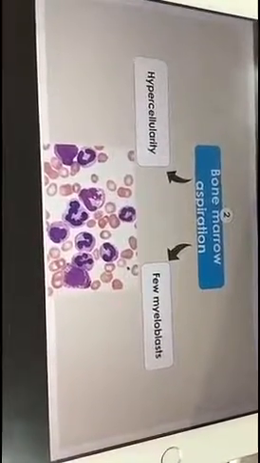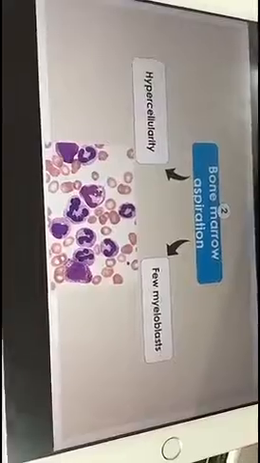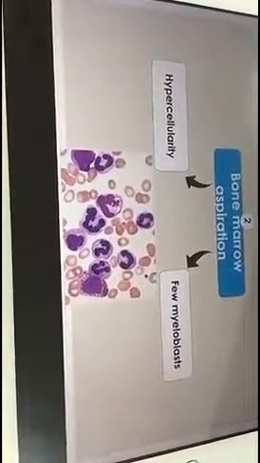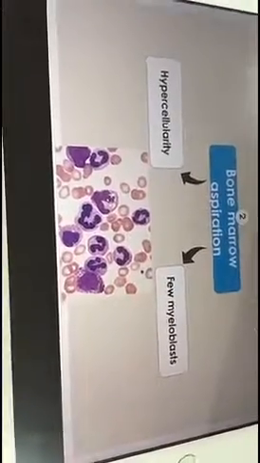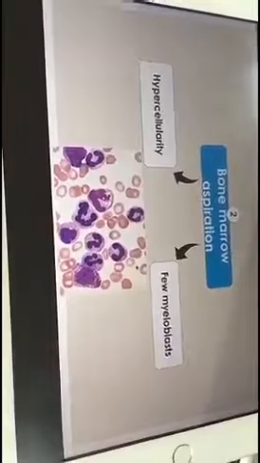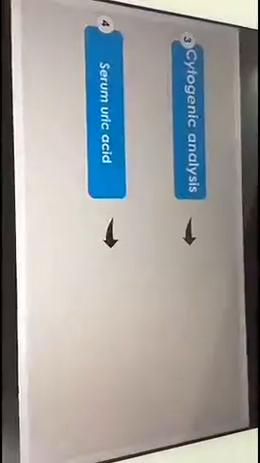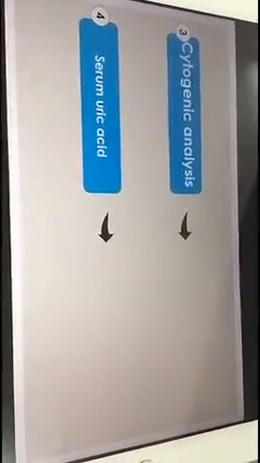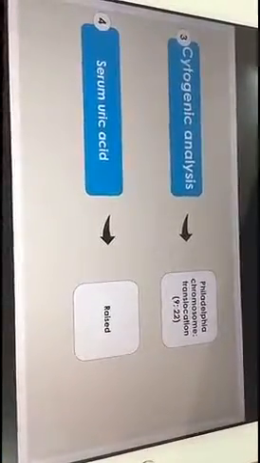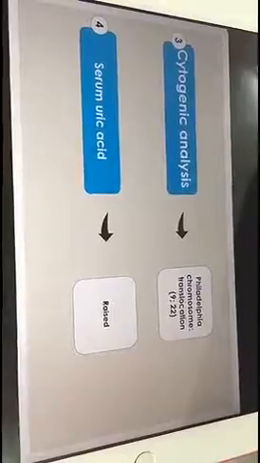It will be very hypercellular، كل السيلز موجودة، الإيزينوفيل والبيزوفيل والنيتروفيل monocytes. المايلوبلاستس are very low in number، لكن لو شفناها كثيرة هذا يدل إن إحنا عندنا blast crisis. Cytogenic analysis is very important to see the Philadelphia chromosome. Finally, serum uric acid is raised because of the high purine metabolism.